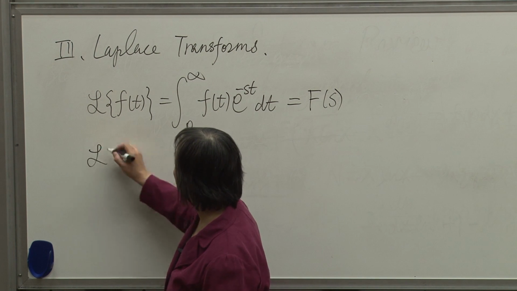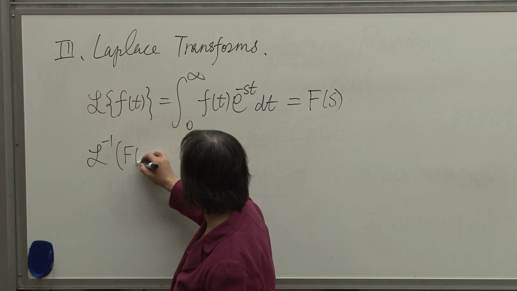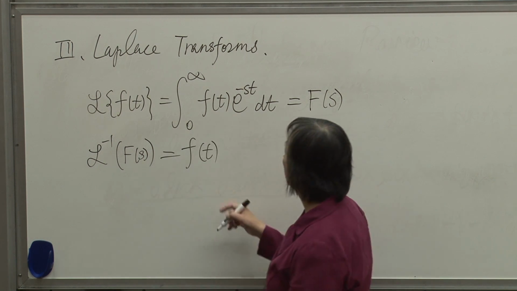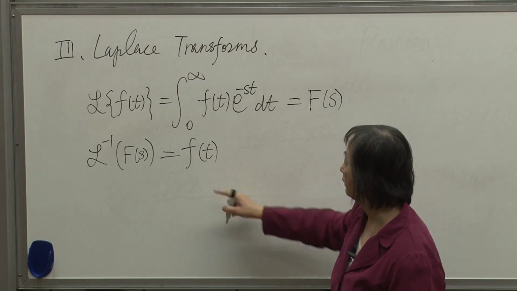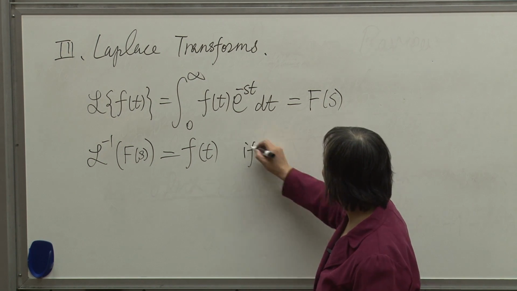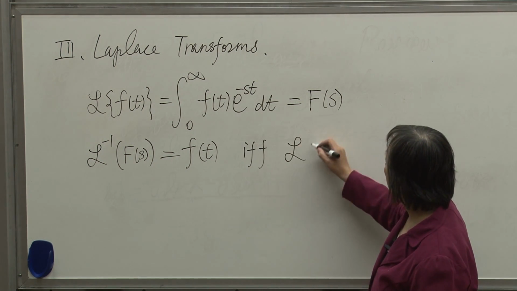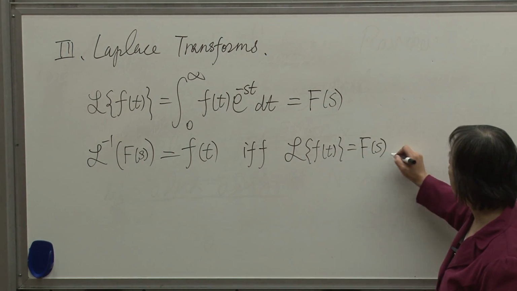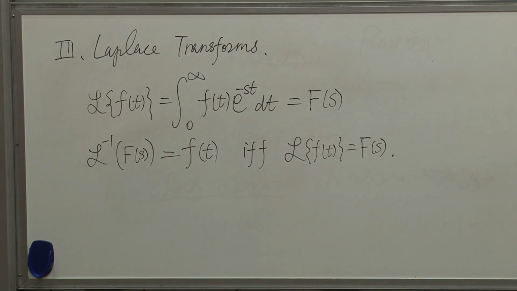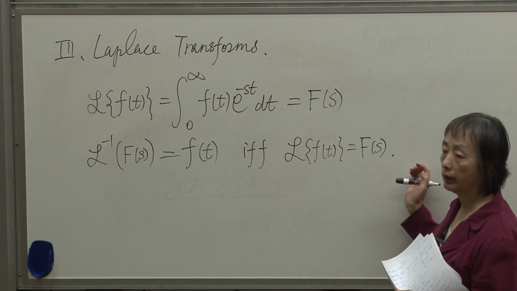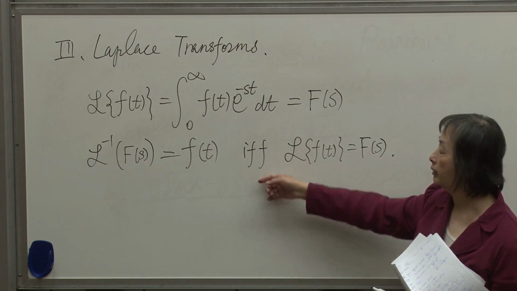So if we take the inverse Laplace transform of capital F of s, which is supposed to be a function of t, denoted by lowercase f of t, this equation is true if and only if the Laplace transform of f of t equals capital F of s. So when we use the table of Laplace transforms to find the inverse Laplace transform, that means we use the table from right-hand side to left-hand side because of this relation.